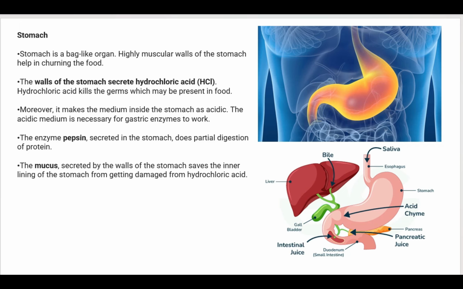Okay, stomach linings. They will secrete HCl or hydrochloric acid, which will maintain the pH of the stomach in the acidic range, and this is very much required for enzymes like pepsin to work. So pepsin is required for the partial digestion of the proteins. So basically the gastric enzymes work in this acidic medium.